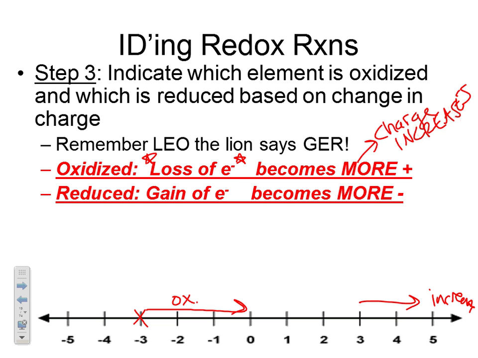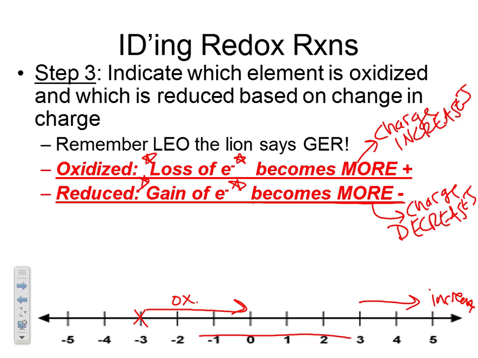Reduction, on the other hand, is the gain of electrons. Electrons have a negative charge. If you add more negative onto something, then the overall charge becomes more negative. So in reduction, charge decreases. The charge goes down because you made it more negative. We are moving in this direction on the number line. If we started at a charge of +3, anything that moved us in the direction of decreasing would be reduction. Reduction, charge goes down. That's actually why they call it reduction.